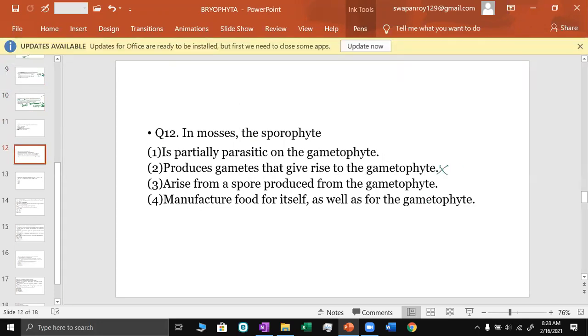Now, a sporophyte does not arise from a spore. It arises from a zygote, while the spore is produced from the sporophyte and gives rise to the gametophyte. The sporophyte does not manufacture food for itself as well as for the gametophyte. No, it is partially parasitic on the gametophyte.